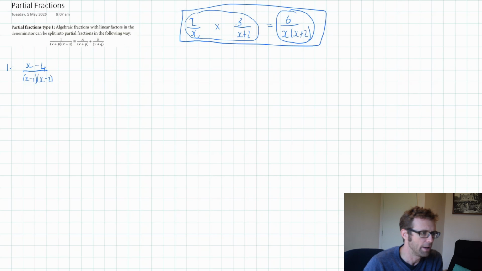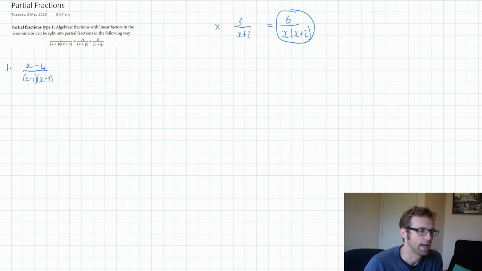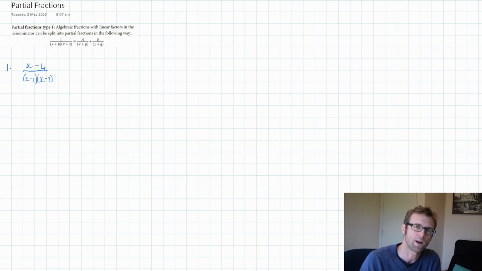So there are a number of different types that we'll work through today. But before we do that, you might like to think, well, what is the purpose of this? Why do I need to know this? Well, you need to know this because something like this example here, x minus 4 all over x minus 1 into x minus 2, you can't integrate that. But when you split it up into partial fractions, you'll be able to integrate each term more easily. So this is one of the main purposes that you'll find for partial fractions in Pure Maths 3.